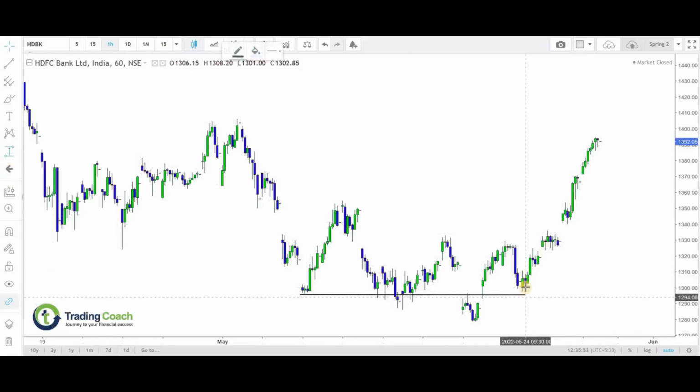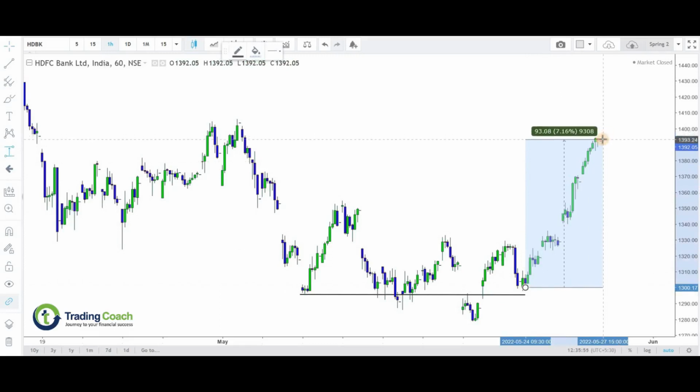Let us take the price range and do a quick measurement here. Right, so you can see the prices shot up all the way from 1300 to 1400, very close to 1400, somewhere around 1393. All right, so you can see it's a 7% movement within just a couple of days. So if you have taken the trade somewhere around 24th of May, you would have seen the result somewhere around 27th of May. That is, within 3 days we have seen such an astonishing result.